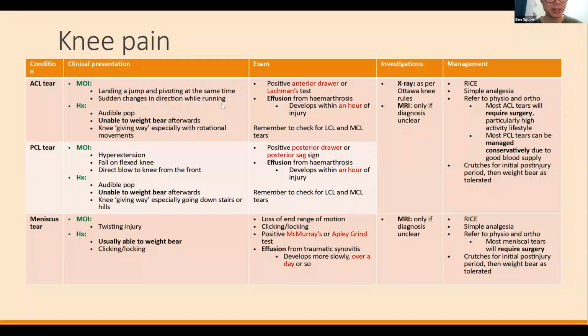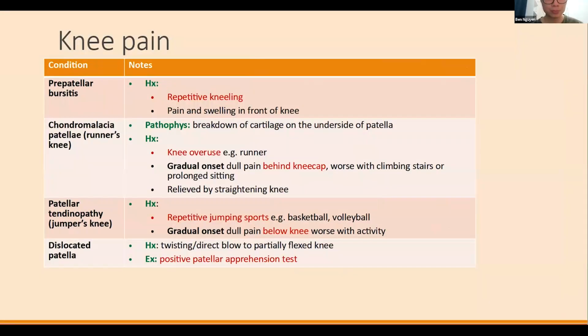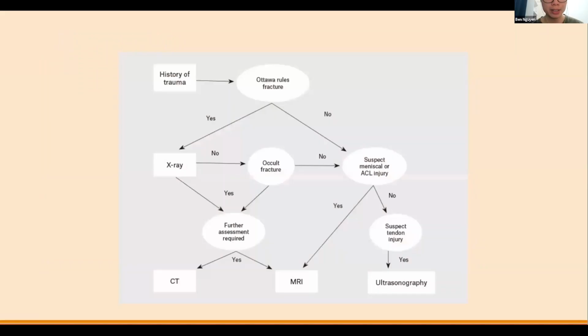And then the other main thing is that if you've got an ACL or PCL tear, usually you can't weight bear. So if a question states that the patient's still able to weight bear, then it's less likely that it's going to be one of those tears. Cool. Just some more buzzwords. Won't go through for the sake of time.